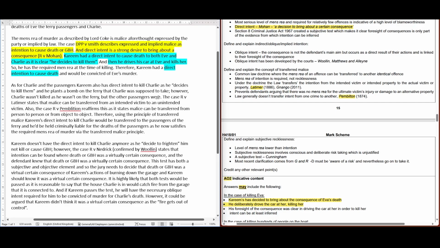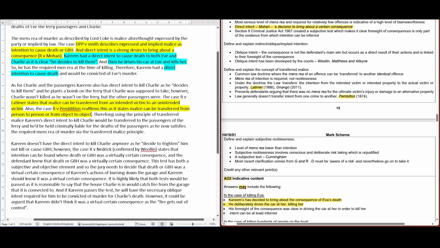So let's look at where the AO1 starts. The case Latimer. Okay. States malice can be transferred. So all of this here is a mark for the AO1. And then using the case Pembleton, that'll also be another mark. And then after that, he goes on to the AO2.